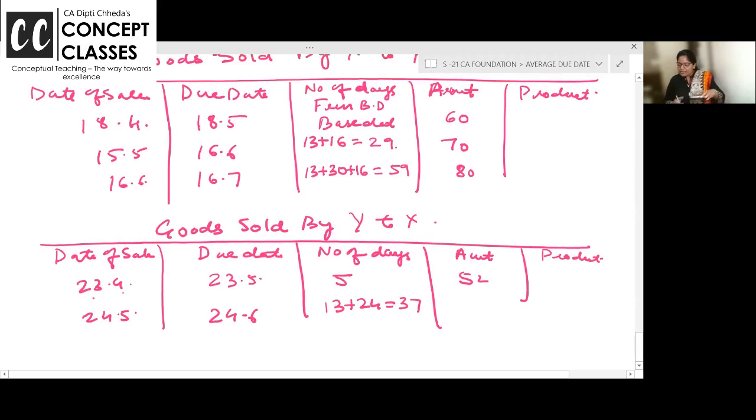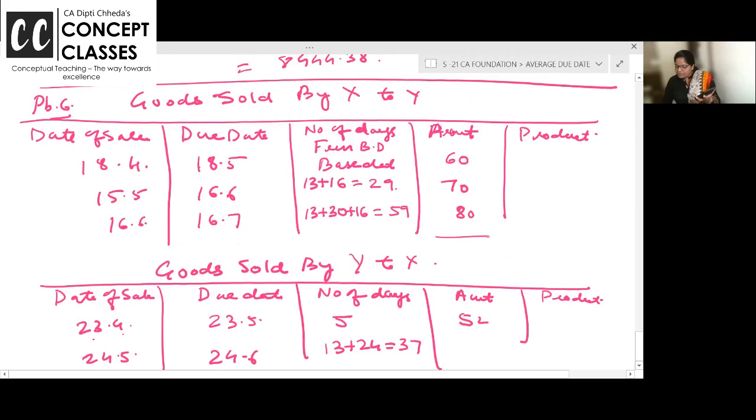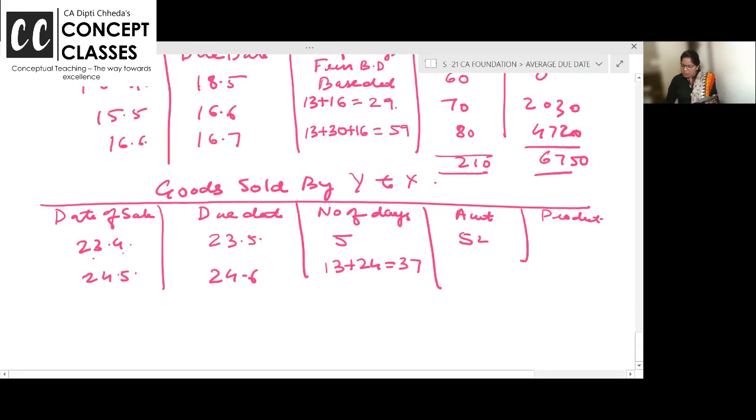Yes. Chalo, let us calculate now product. First you can do the amount total multiply in product. This is 29 into 70, 2030, 59 into 80, 4720. So total is coming 4720 and 2030, 6750. And this total is coming to 210. 60 plus 70 plus 80. Are the totals clear?